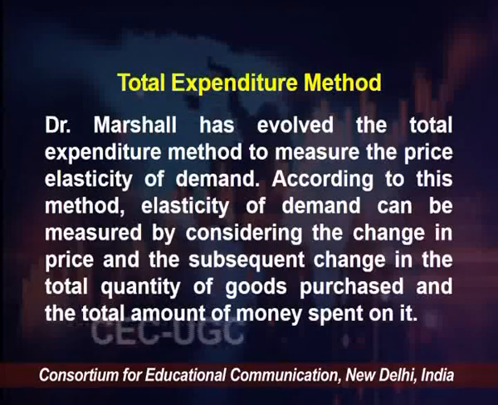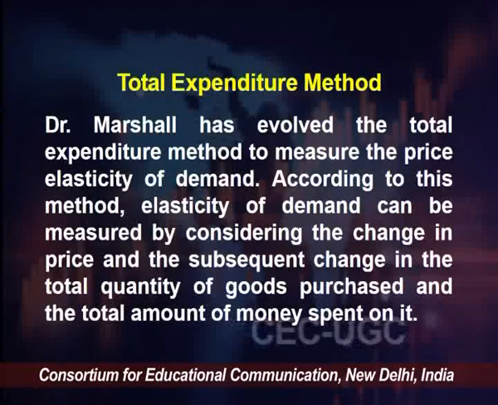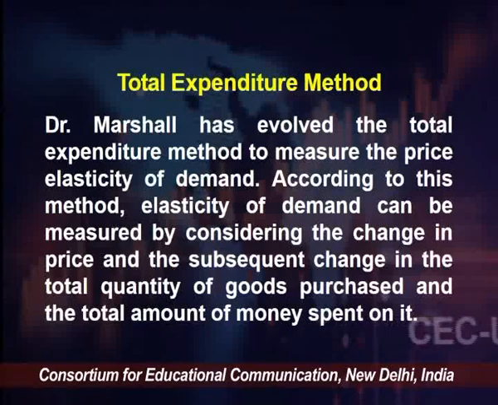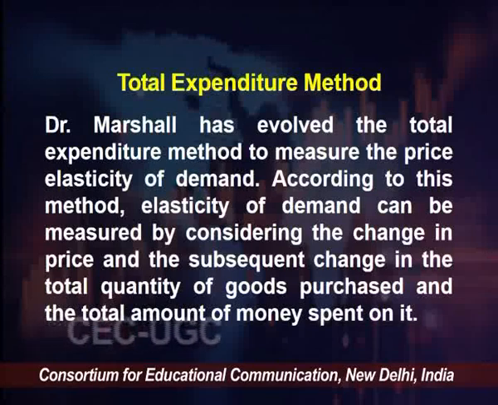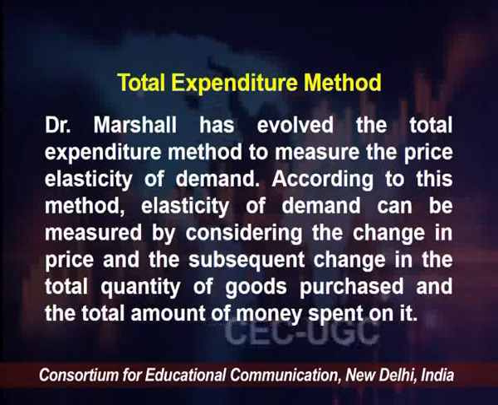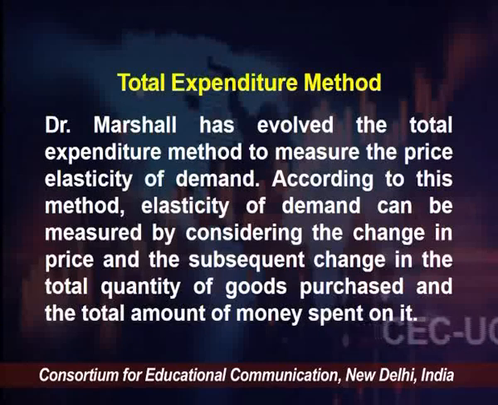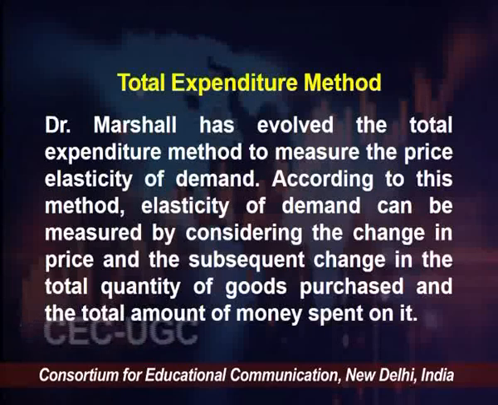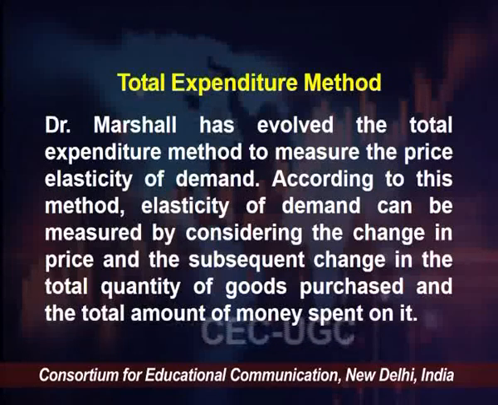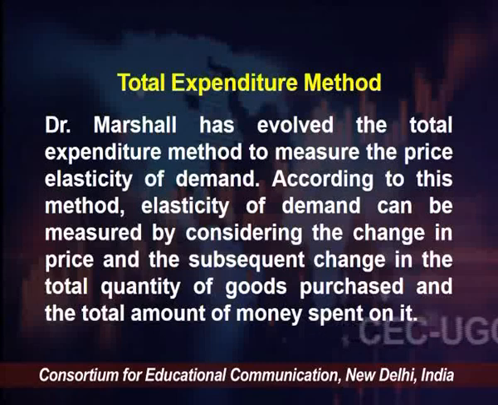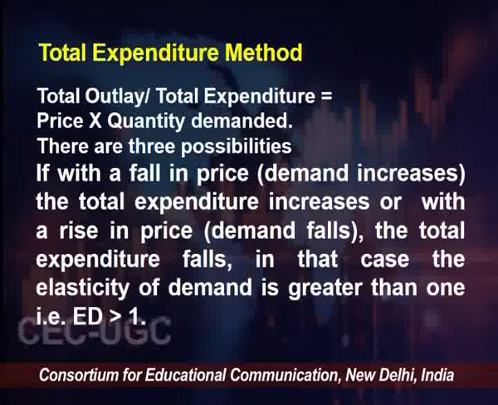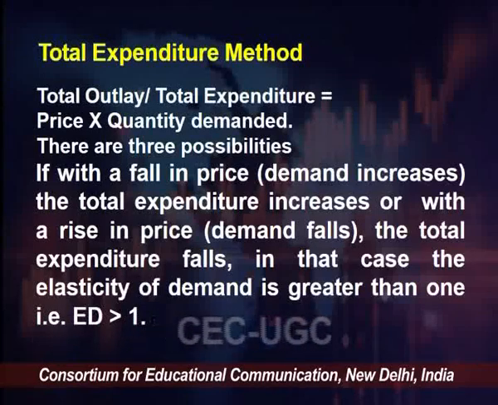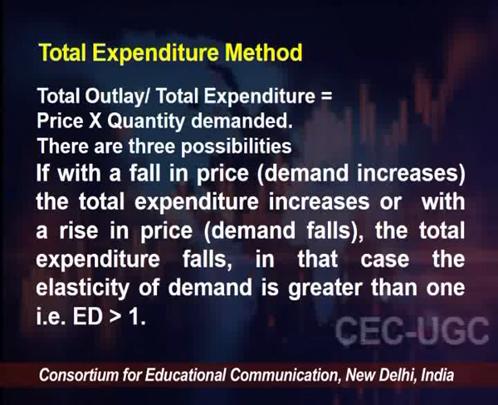Now, if we talk about the total expenditure method, then Dr. Marshall has evolved the total expenditure method to measure the price elasticity of demand. According to this method, elasticity of demand can be measured by considering the change in price and the subsequent change in total quantity of goods purchased and the total amount of money that we spend on purchasing those commodities. Total expenditure can be calculated as price into quantity demanded.